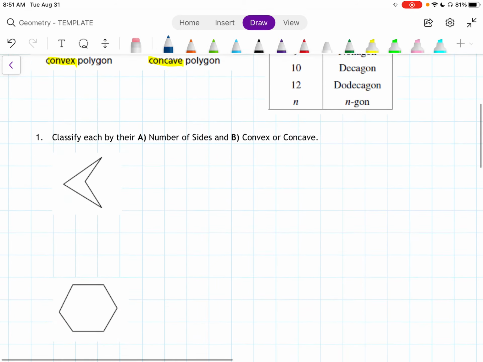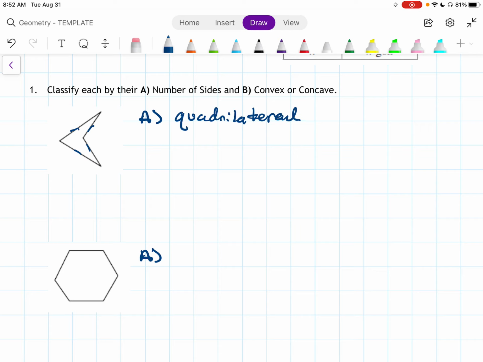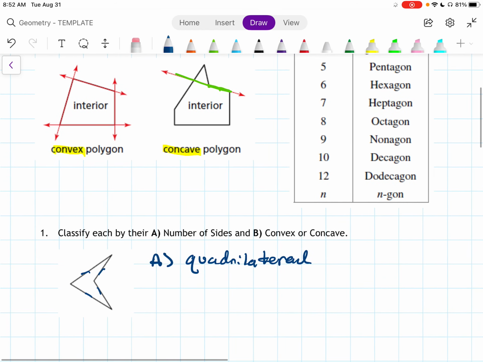All right, let's scroll down. Number 1, we're going to classify each by their number of sides, and then also by convex or concave. We'll do part A for both of these first. This one has 1, 2, 3, 4, so it's called a quadrilateral. The bottom one has 1, 2, 3, 4, 5, 6. A 6-sided figure is a hexagon.